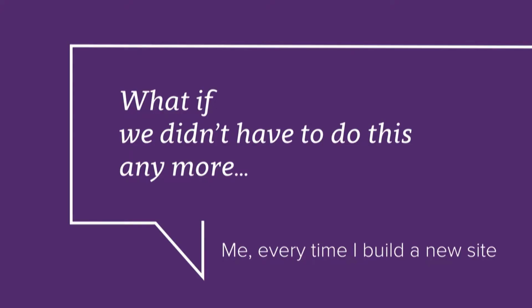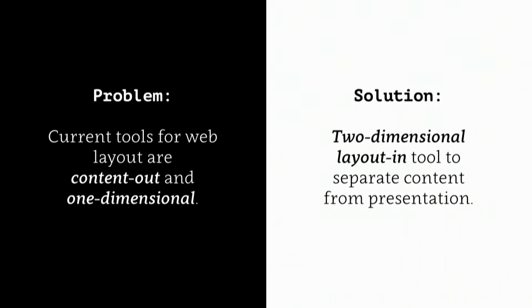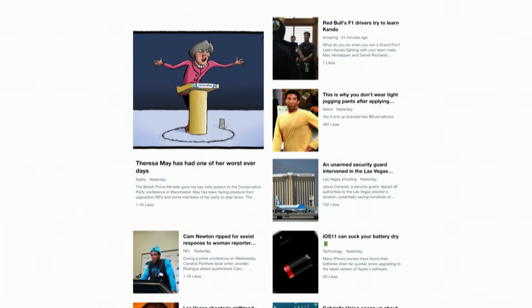But what if we didn't have to do this anymore? See, the problem is the current tools, so up until this point, have been content out and one-dimensional. So at most, you can control one direction, horizontal or vertical. What we need is a 2-dimensional layout tool where we create a layout, and then we just place content inside that layout. And that's what CSS Grid does.